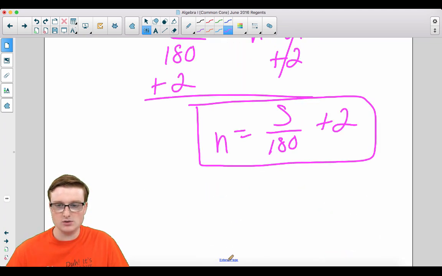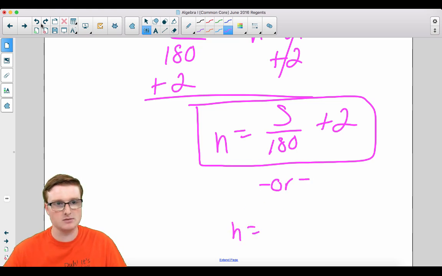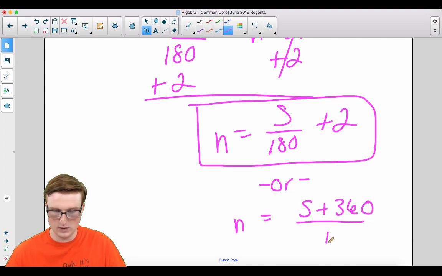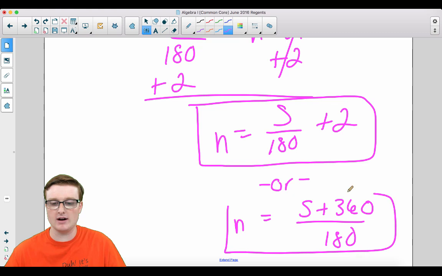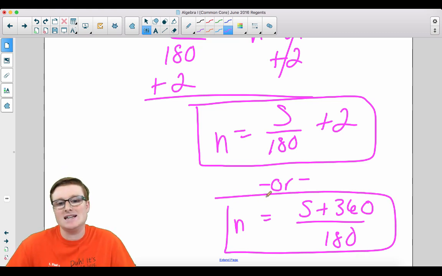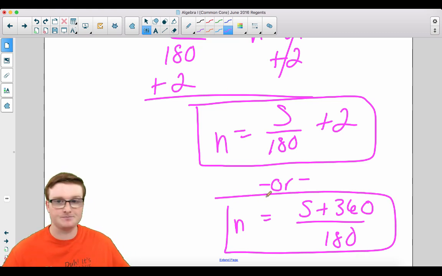Now, just for those people who did it differently, if you wrote n equals, oops, that looks like an H, if you wrote n equals s plus 360 over 180, you would also be correct. So either one of those two answers is perfectly fine to get this question right.